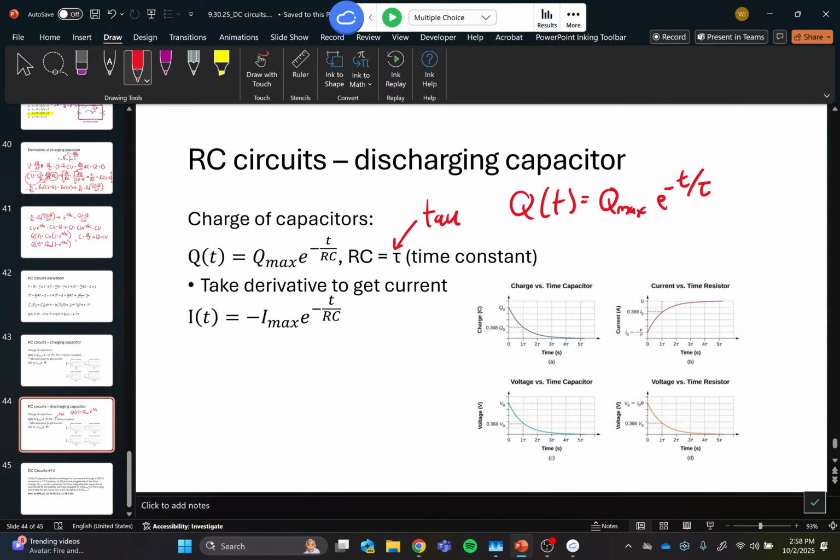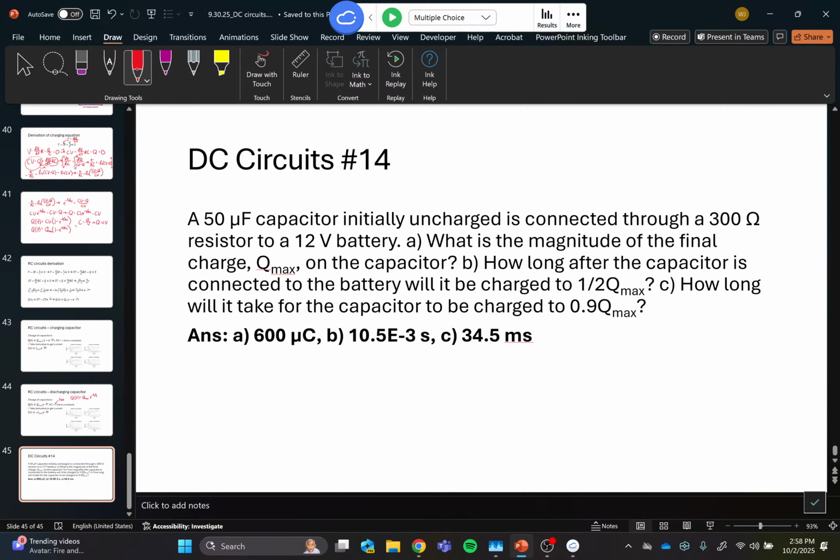All right, then we just have one problem to practice this. RC circuits really are just, can you use those equations? If you can do a half-life problem, you can do one of these. A 50 microfarad capacitor initially uncharged is connected to a 300 ohm resistor and a 12 volt battery. What is the magnitude of the final charge on the capacitor? And then how long after the capacitor is connected to the battery will it be charged to 1/2 Q? How long will it take for the capacitor to be charged to 0.9 Q?